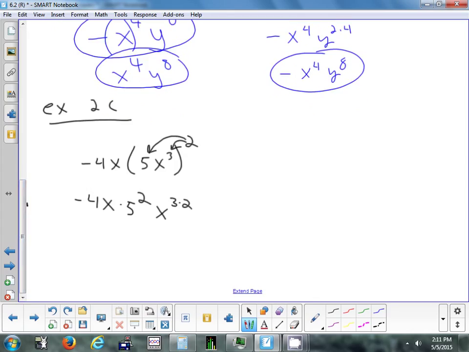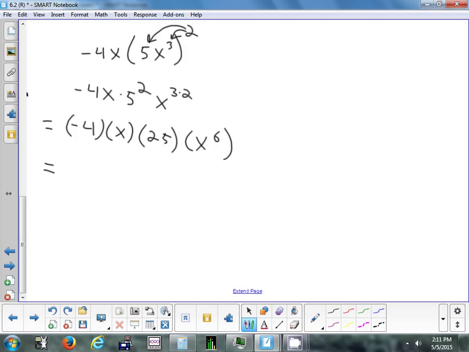Questions on that first step? No. Okay, now your next step, simplify what you can. You've got negative 4 times x. Let's do it out, Travis. What's 5 squared? 5 squared is 25. Good. And then I think Shelby already said this, x to the 3 times 2 is x to the 6th.